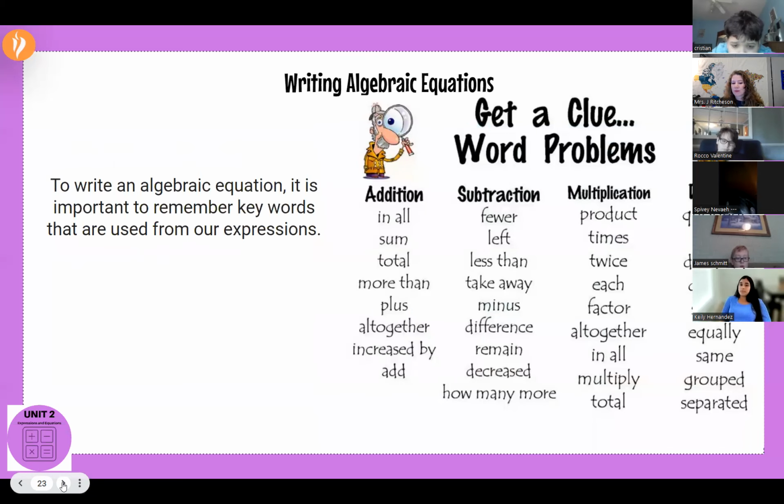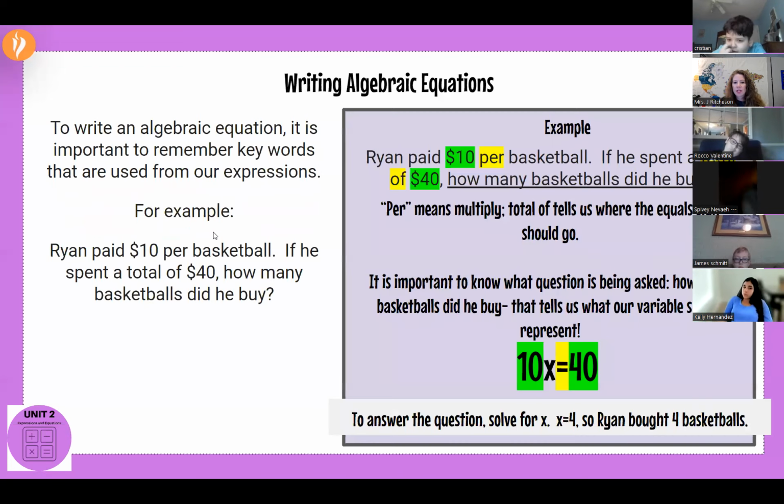These words should all look familiar to you because, like I said, we have practiced writing expressions. Remember, sum means addition, difference is subtraction, product is multiplication, and quotient is division. When we add an equation, almost always that word is going to be "is" or "equals." For example, Ryan paid $10 per basketball.